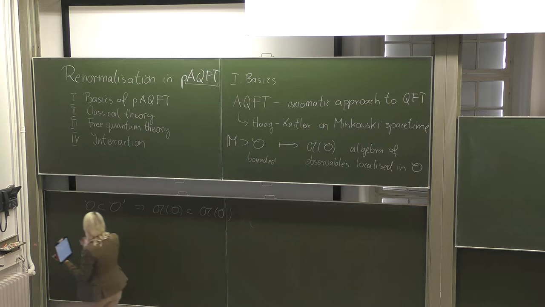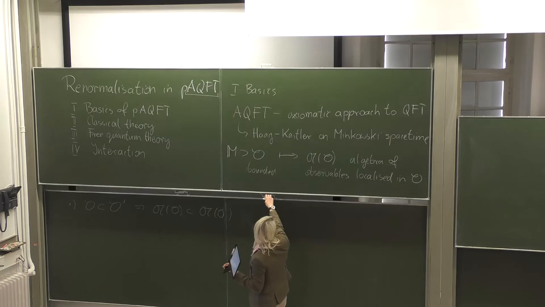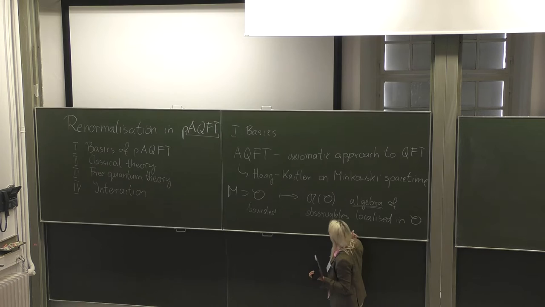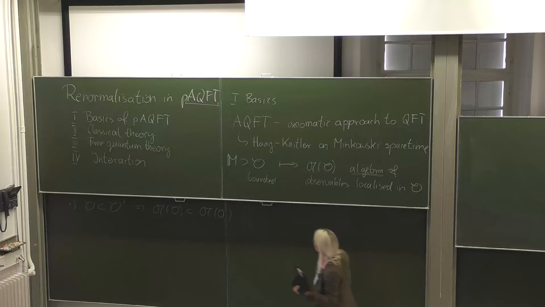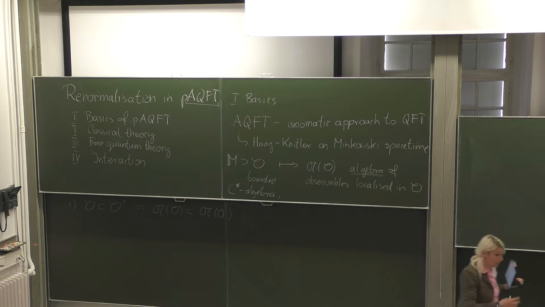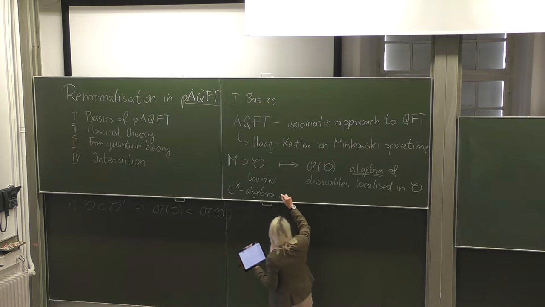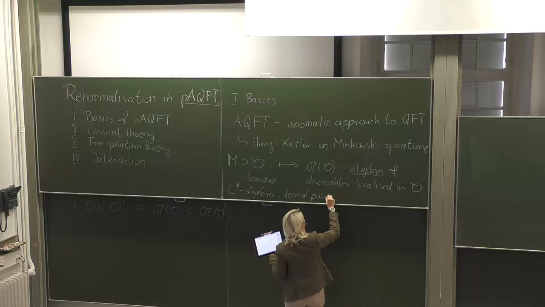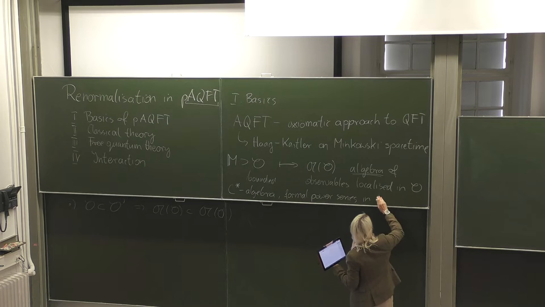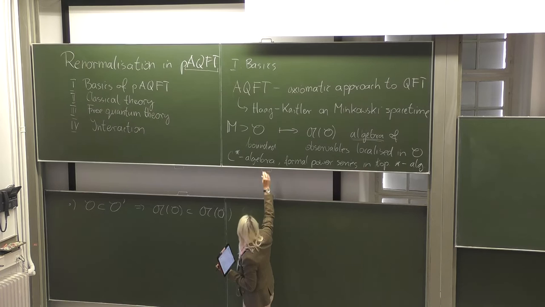And of course, I should probably say, what is A of O? What kind of algebra? Well, it depends. We typically want some structure. In the original framework, it was a C star algebra. But in what I'm going to talk about, the perturbative framework, this is going to be just some topological star algebra. In fact, more formal power series in topological star algebras. So that's the first axiom, as I said.